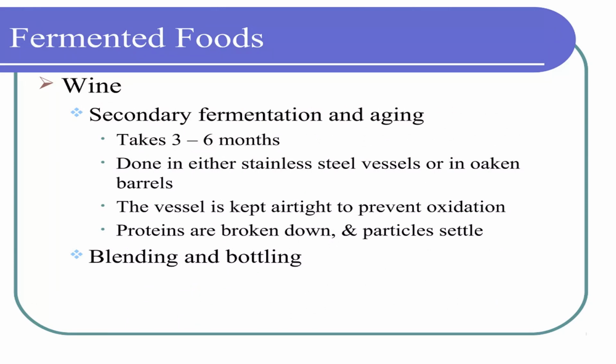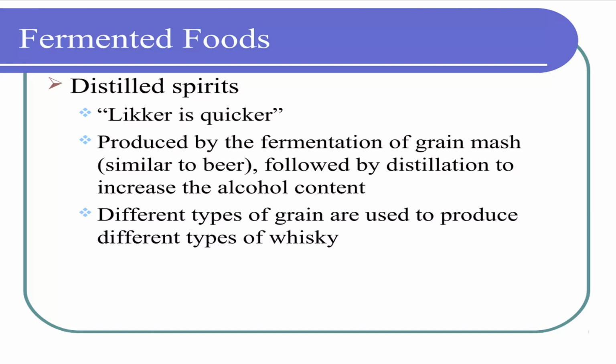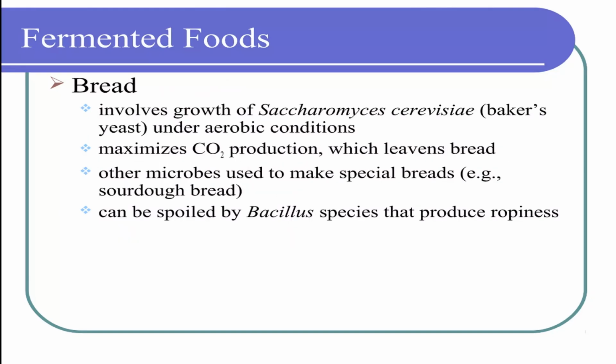Secondary fermentation and aging takes 3 to 6 months, done in either stainless steel vessels or in oaken barrels. The vessel is kept airtight to prevent oxidation. Proteins are broken down and particles settle. Blending and then bottling. Distilled spirits. Liquor is produced by the fermentation of grain mash, similar to beer, followed by distillation to increase the alcohol content. Different types of grains are used to produce different types of whiskey.